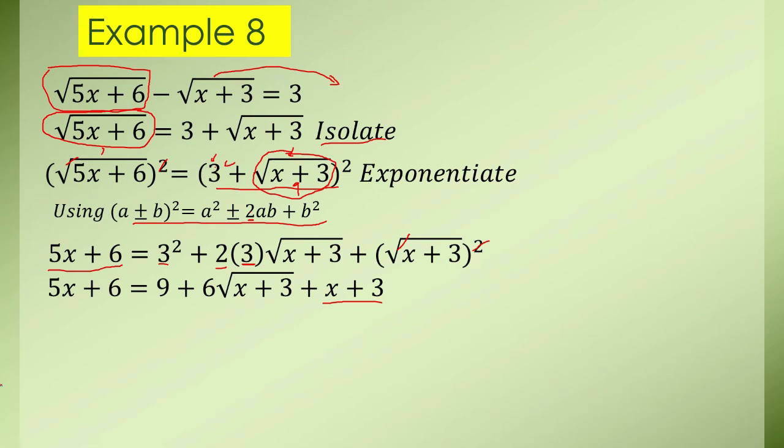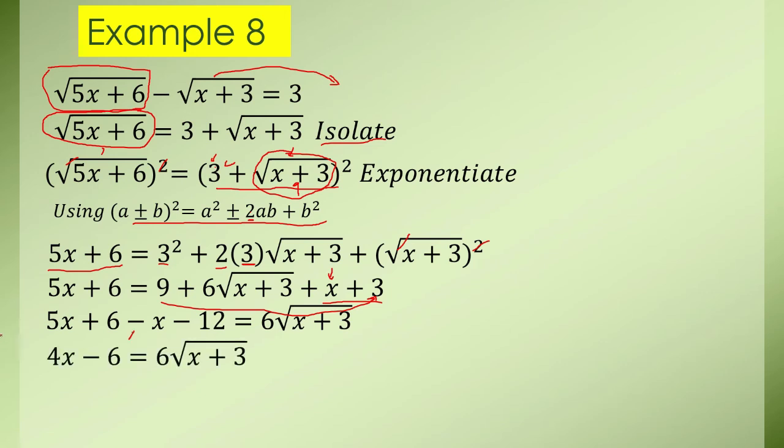Now I'm going to group like terms. 6 and 3, I'm sorry, 9 and 3, 12. And when you move to another side, it's negative 12. And 6 on this side, and I move x. I move the x to the left side because x here is adding. I move to another side, subtracting. And now 5x minus x is 4x. 6 minus 12 is negative 6.